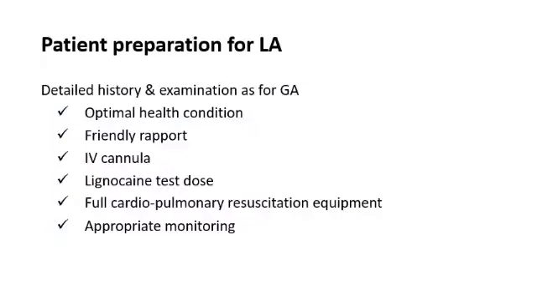So how do you prepare your patient for local anesthesia? A detailed history and examination has to be done, and optimal health condition should be there for the patient. A friendly rapport should be maintained. An IV cannula should be kept, which is better. In case of any emergency, we can start giving drugs very easily. A lignocaine test dose, that is a test for hypersensitivity to lignocaine, should be done. Full cardiopulmonary resuscitation equipment should be available in the hospital, and appropriate monitoring of the patient should be done.